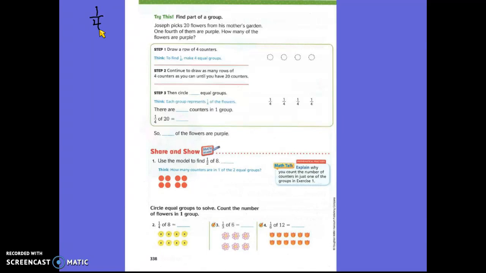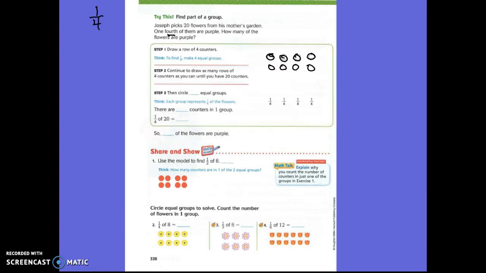Okay, so we draw. This is a different way that they could do it instead of the way that we were doing it. If you like the way that we did it on the first page, that's fine. Just kind of remember that. And we can draw it on the side or something, but right now they're showing you a different way. This is an array way. Okay? So draw 4 counters. Continue drawing 4 counters until you get to 20.